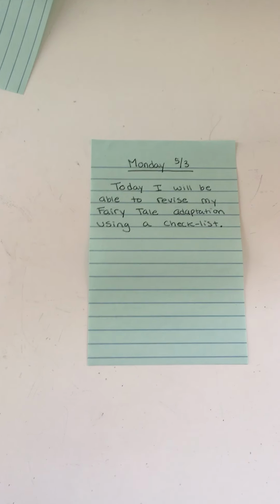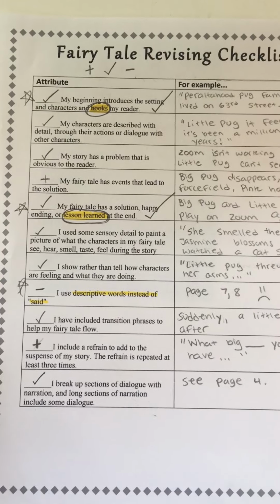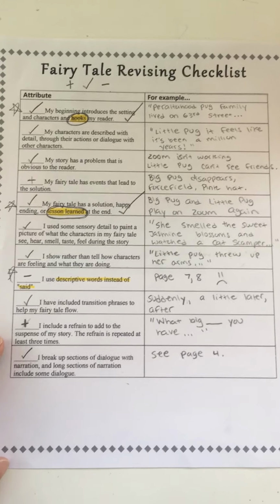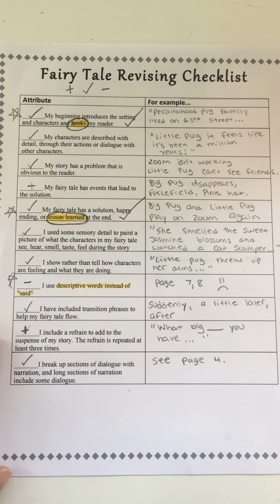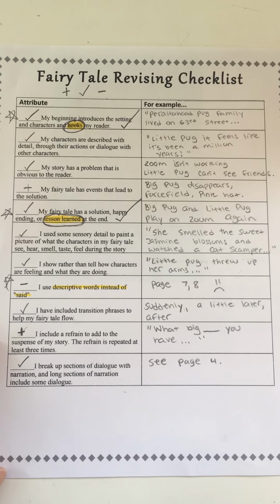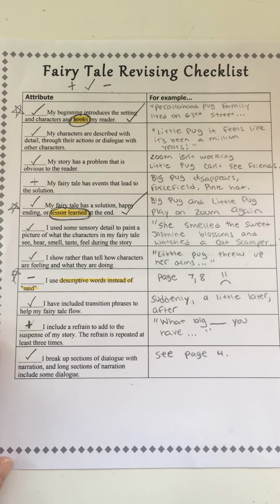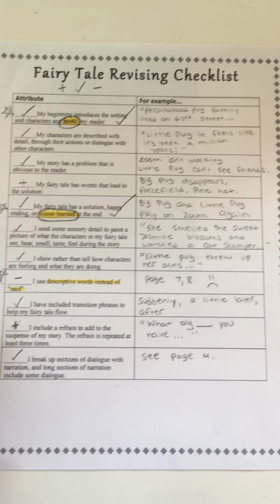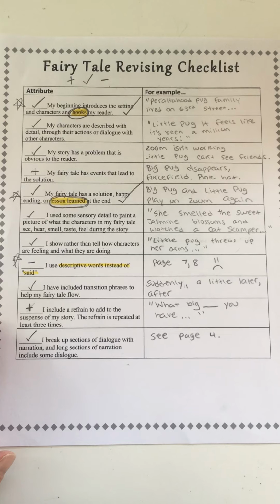So as you can see, I used my fairy tale revising checklist to find some areas of my writing that I wanted to fix up. Your job today is to do what I just did. You're going to use this fairy tale revising checklist to read through your writing and find at least 2 things that you want to fix up in your writing. And then you're going to go back to your writing and fix up those things. I'd love for you to share the things that you fixed up on Google Classroom.